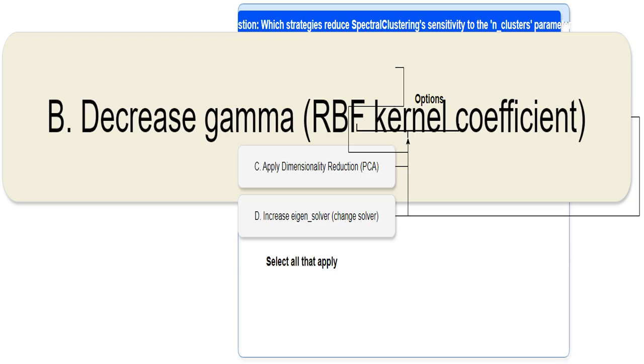I found that decreasing gamma, the parameter that controls the width of the Gaussian kernel in the RBF kernel, radial basis function, helps. A smaller gamma makes the kernel wider, creating smoother boundaries between clusters. This makes the algorithm less sensitive to changes in the number of clusters because the clusters become less distinct. It's like using a broader brush to paint. Smaller variations in brush strokes matter less to the final image.